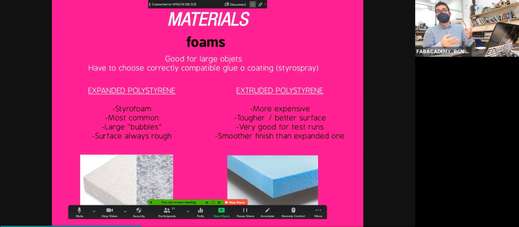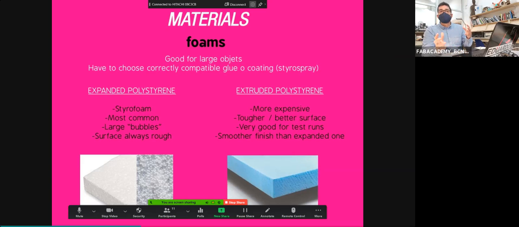Expanded polystyrene cuts awfully. Extruded cuts really well. Really good for making molds. There are different kinds. The cheap way to use extruded polystyrene is to go to a construction store and buy the insulation foams for the walls. It's super, super cheap.